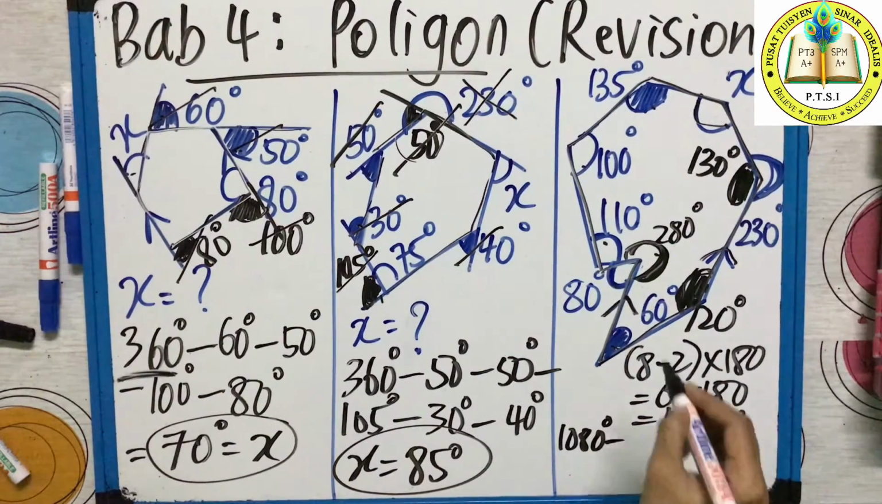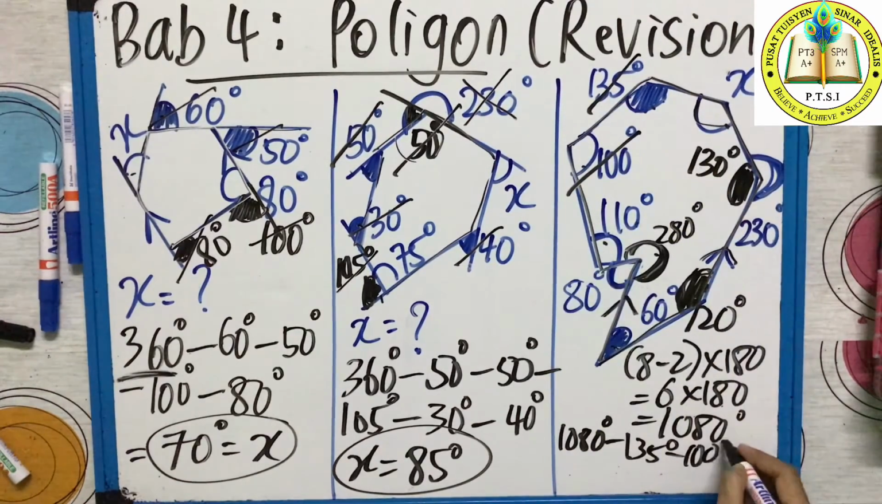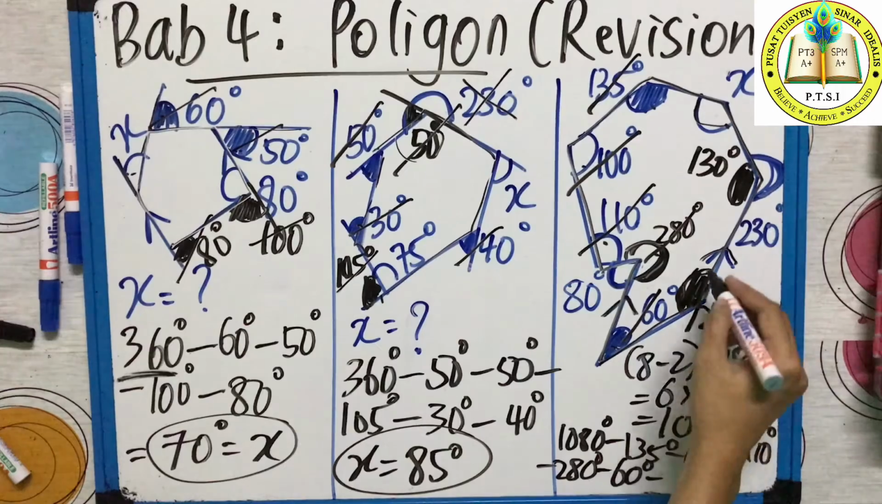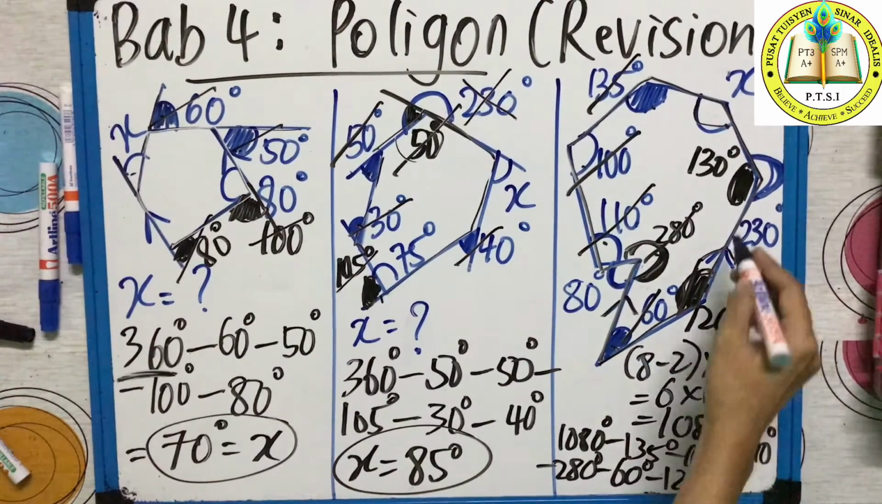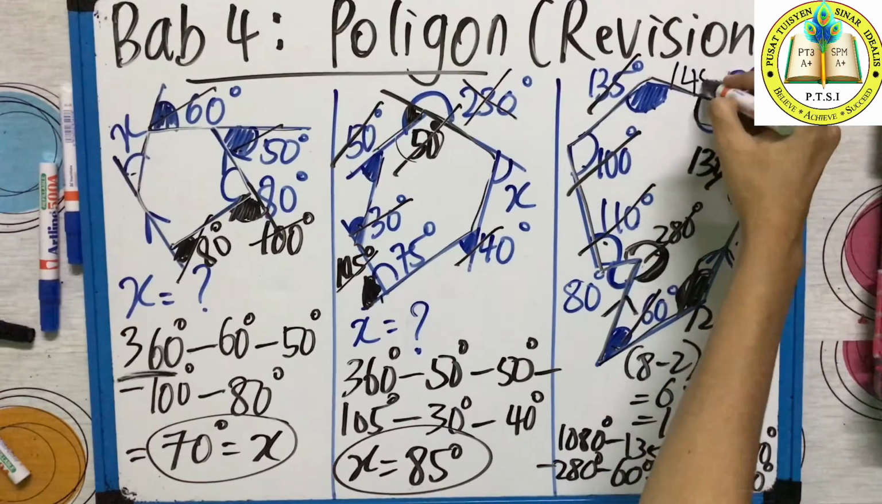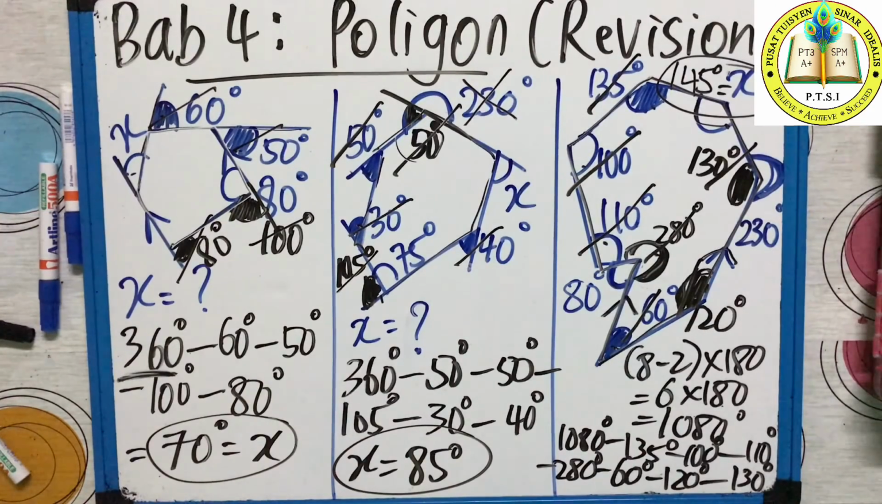So 1080 degrees minus 135. Teacher cut. Minus 100 degrees minus 110 degrees minus 280 degrees minus 60 degrees minus 120 degrees minus 130 degrees. How much do you get? Use your calculator to check that. Final answer, what you get, class? After you minus all this, kamu dapat X sama dengan 145 darjah. You get X value equal 145 degrees.